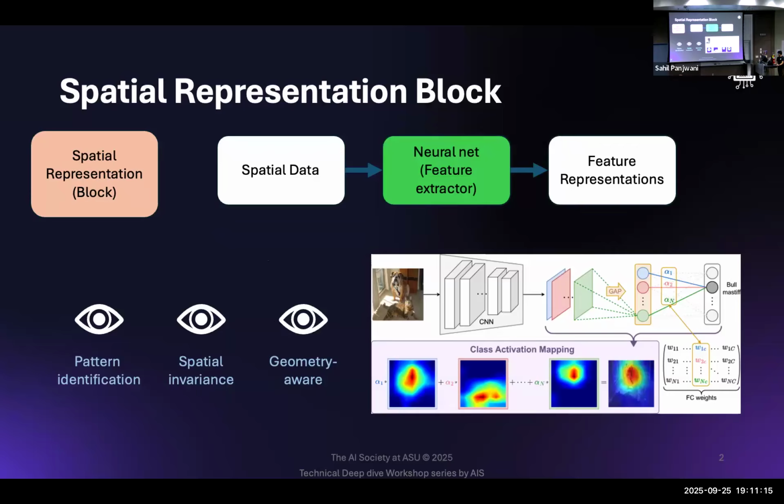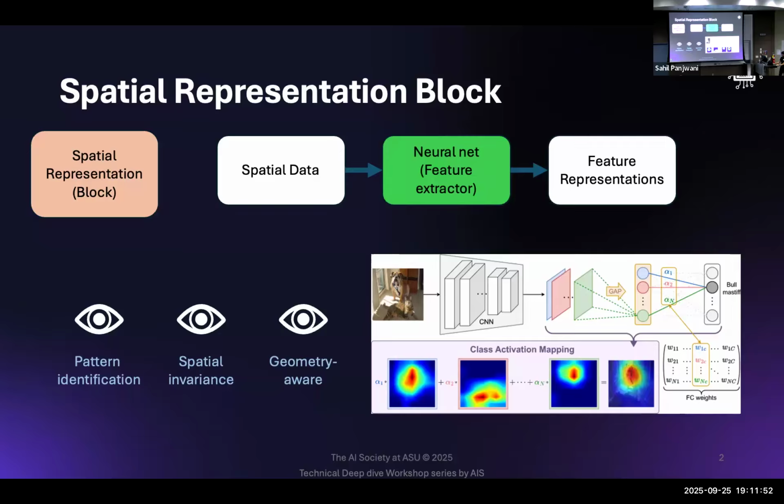So moving on to the first block that I'm going to talk about today, which is the spatial representation block. This consists of a model which deals with any type of spatial or geometrical data. This can include images, point clouds, or meshes. We take in the raw spatial data, pass it through a neural net which acts like a feature extractor, like CNNs, for example, and create meaningful feature representations that you can use for downstream tasks like classification.